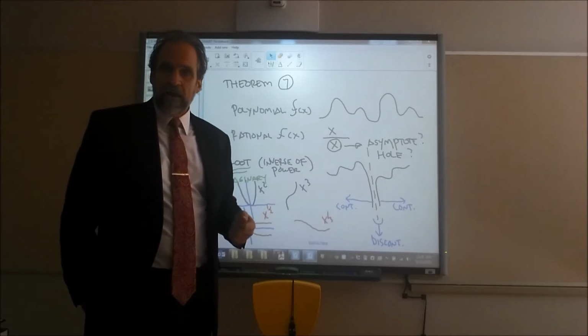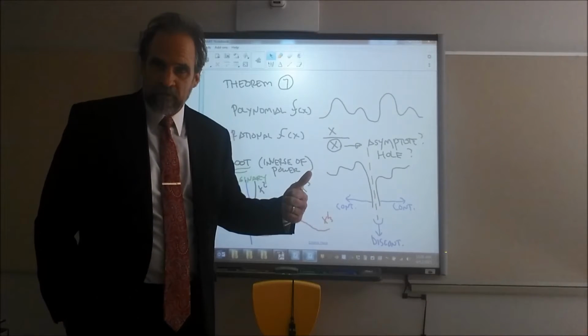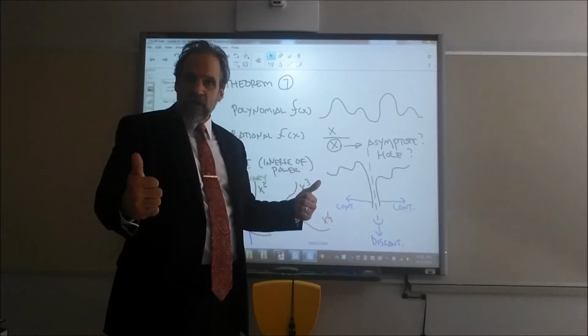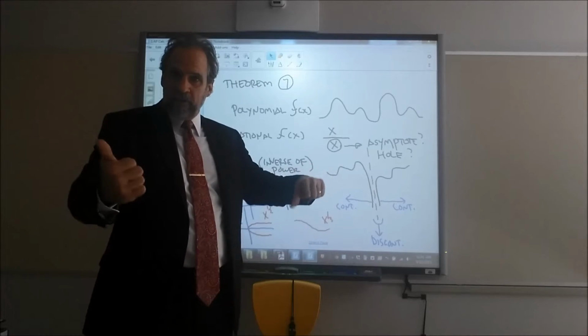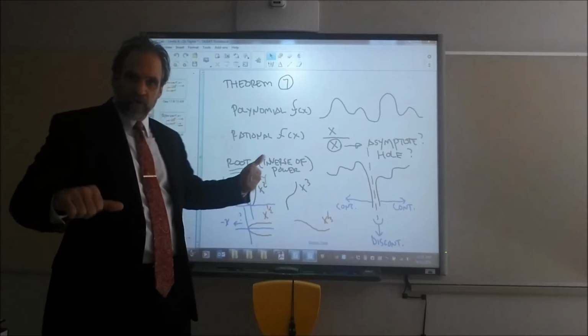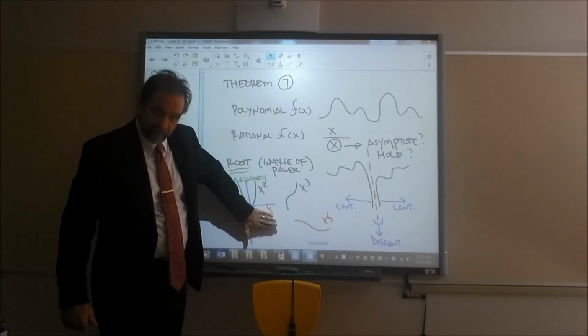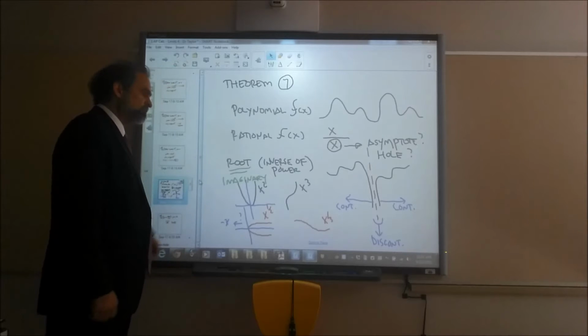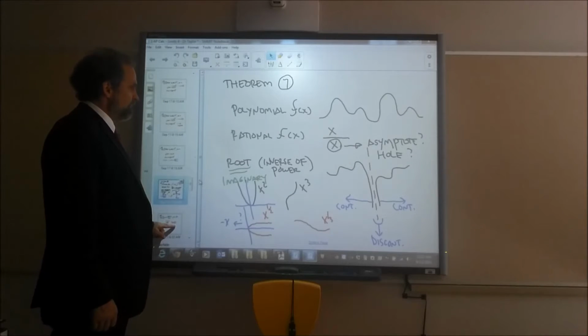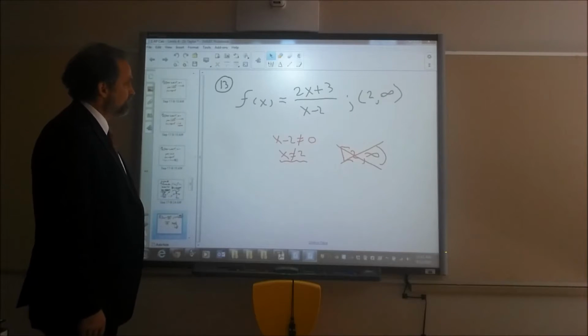But when I take the square root, I don't know whether it's positive 2 times 2 that makes 4, or negative 2 times negative 2 that makes 4. So I have to consider the plus and minus root. That's considering the positive root. That's considering the negative root. So that's how discontinuities happen.